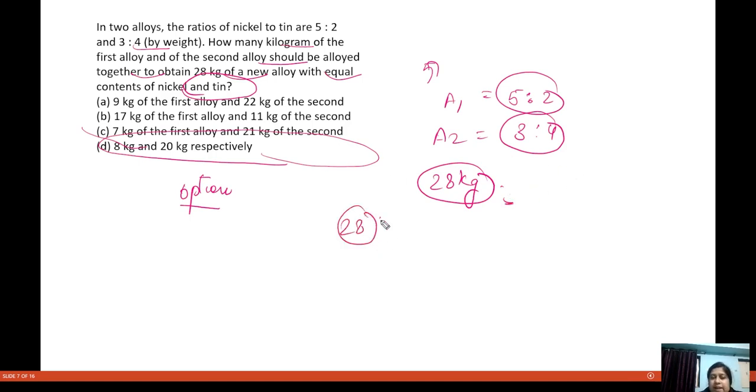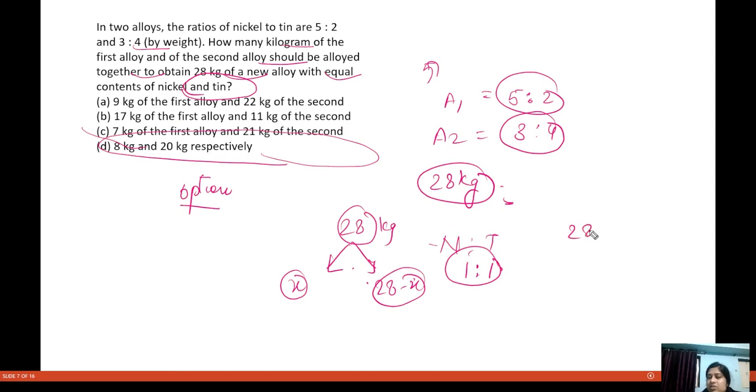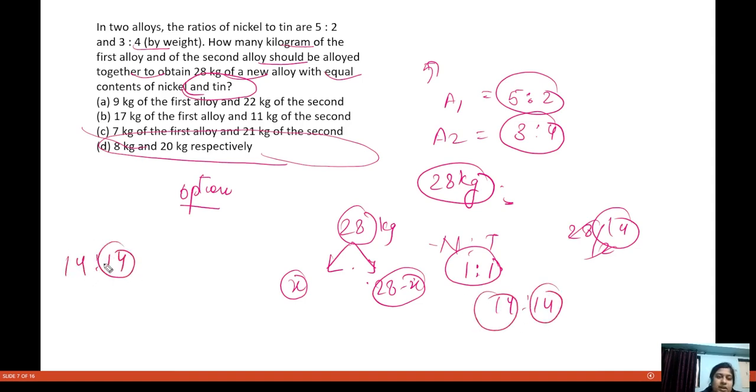Now you want 28 kg of new alloy. That means you are having X quantity of this and 28 minus X quantity of that. But it is saying that the ratio of nickel and tin should be equal, so 1 is to 1. When the ratio is 1 is to 1, you take half of 28. You will get 14 is to 14. Now when you get 14 is to 14, so 14 into 5 by 7.